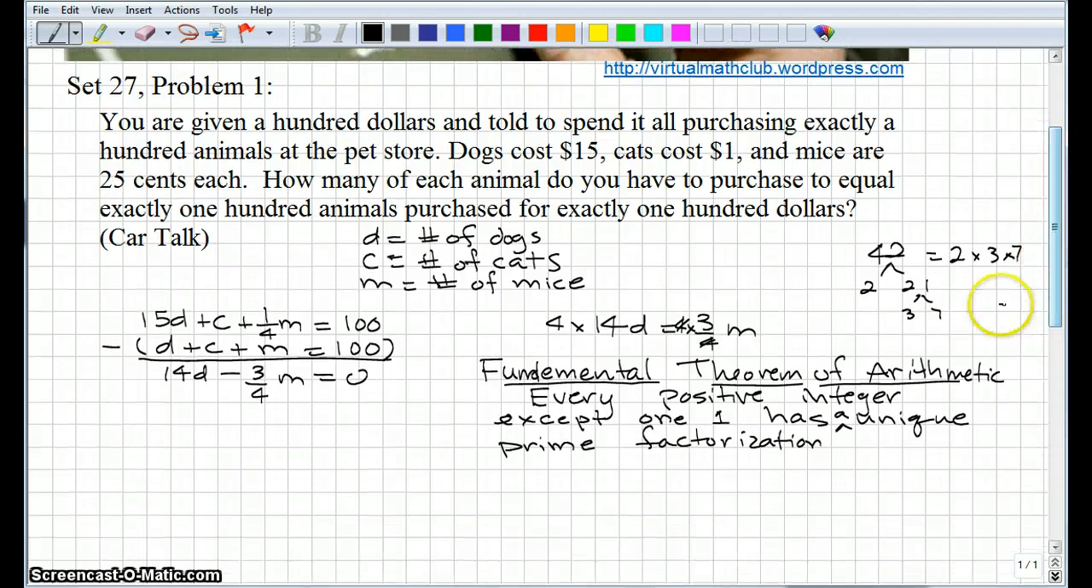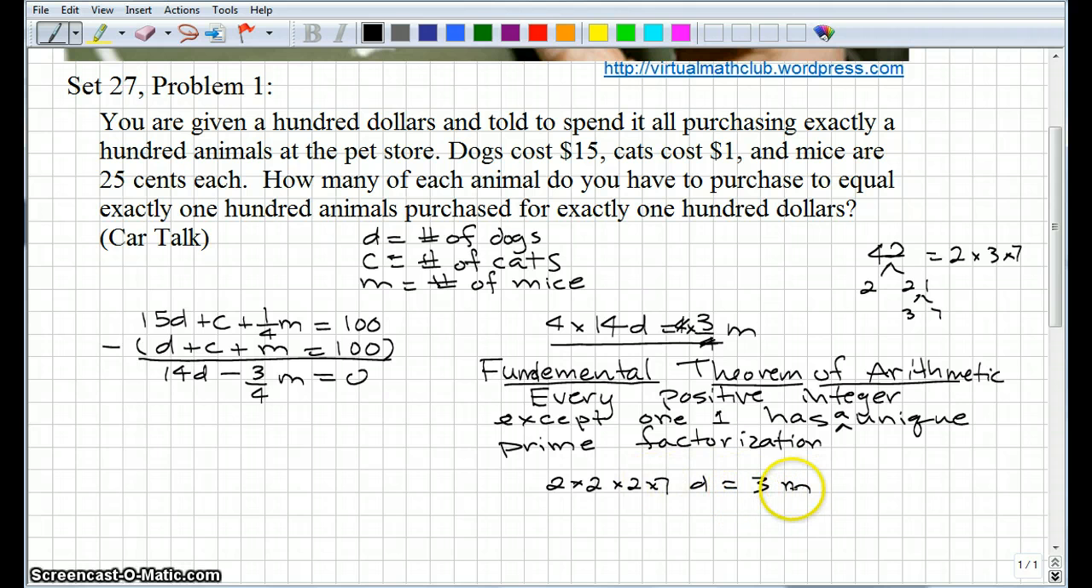Let's take this equation that we have here and let's break it up into as many primes as we can. So 4 is 2 times 2, and then 14 is 2 times 7, and then we can't factor d because we don't really know what it is. And then over here we have 3m, and 3 is prime, so you can't break that down any further, so we have 3m.